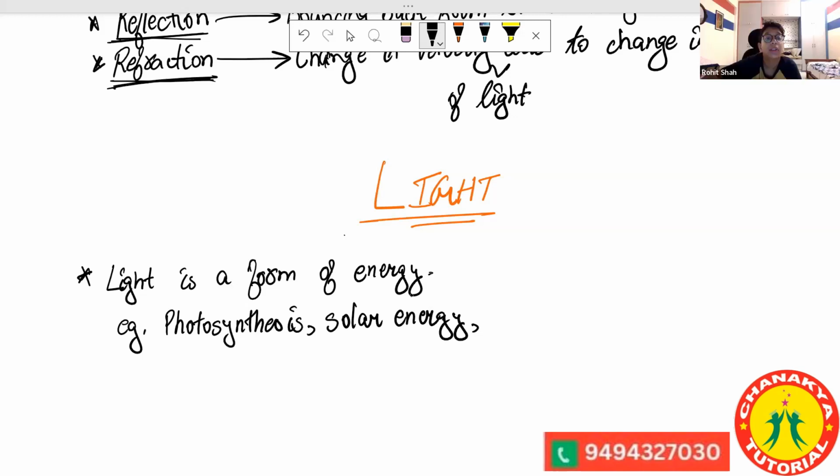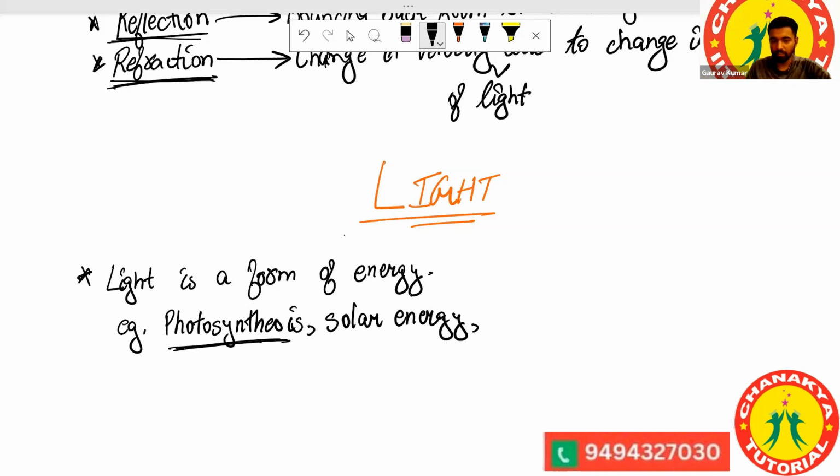Sir, mirrors reflect light. Mirrors reflect light, but we are talking about forms of energy. Like here in photosynthesis, what is happening? One form of energy, which is light energy, is converted into food.